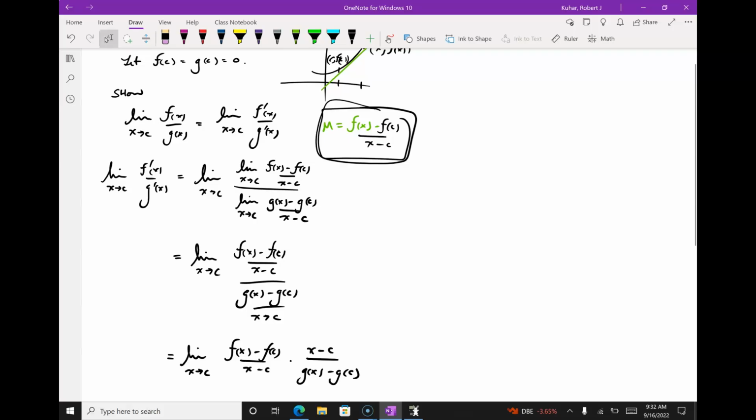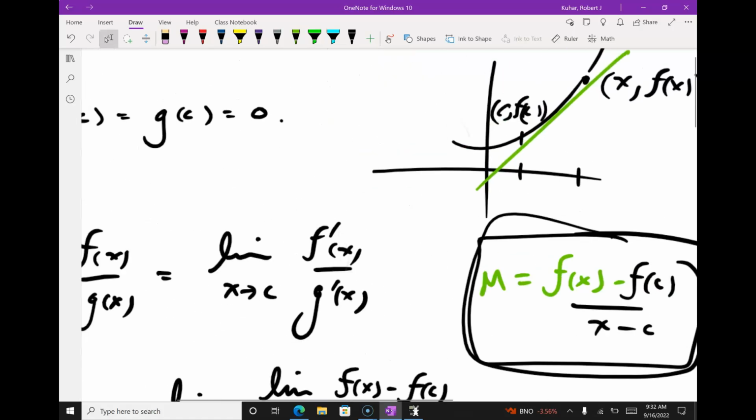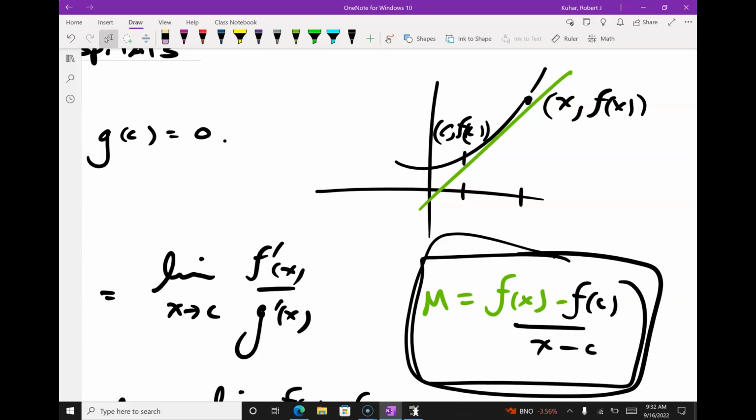But yeah, the f of x minus f of c, that's another forward secant slope. And as x goes to c, I get the tangent slope. I get the derivative. Right, as on my graph, as x moves to c, I'm going to get that tangent line, and the derivative is telling me the slope of that tangent line.